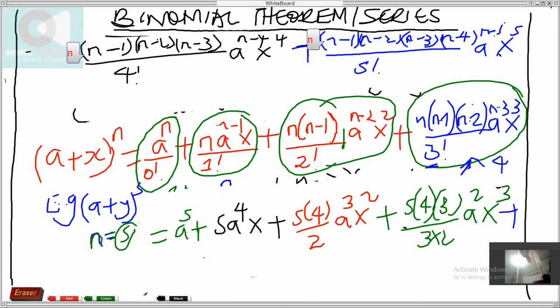So remember here there is an n, and then 4 factorial, which is n into n minus 1, n minus 2, n minus 3, and also that 5 factorial.